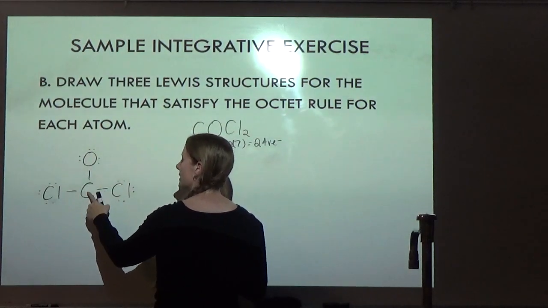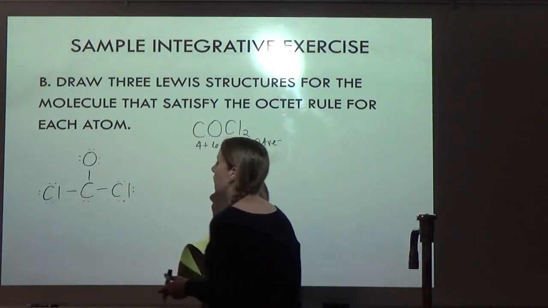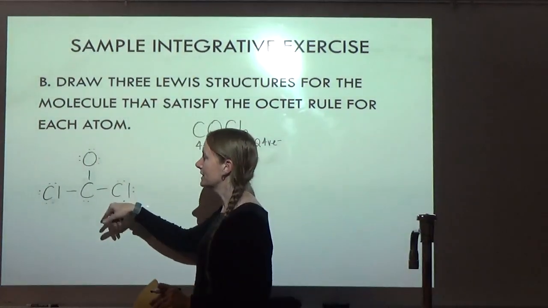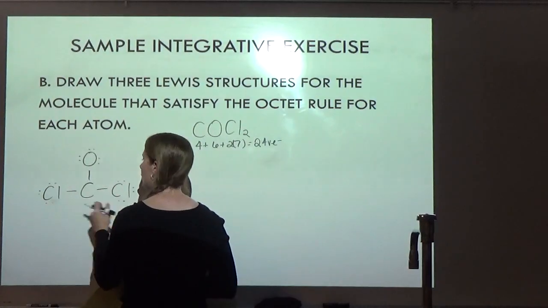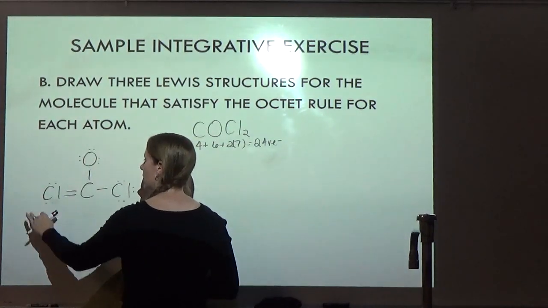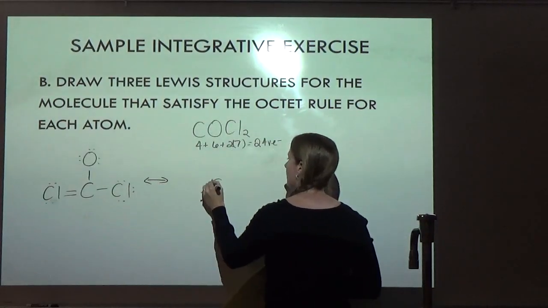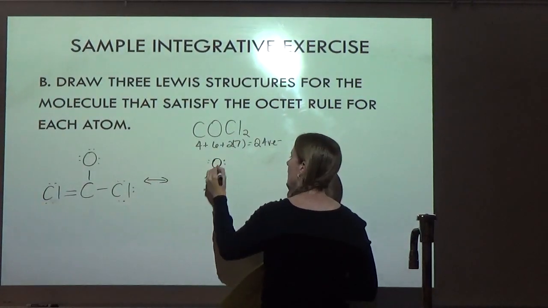C has 2, 4, 6, so it needs 2 more. But the problem is I'm allowed 24, and this is 26. Okay, so that means I could have a double bond here, and then take away that pair. I could have a double bond to oxygen.